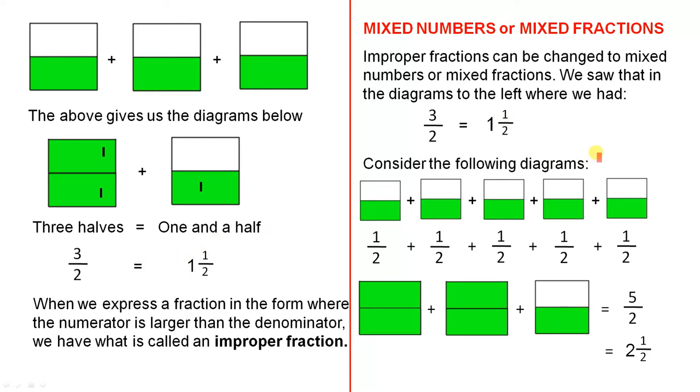Consider the following diagrams. Half plus a half plus a half plus a half plus a half. Remember, we're looking at the shaded sections. So here we have 5 halves. Combine those two together to give you that. Combine those two together to give you that. And what have you got left? You've got a half. So altogether you've got 1, 2 and a half. So those 5 halves that we combine together gives us 2.5. So that's the improper fraction changed to a mixed number.